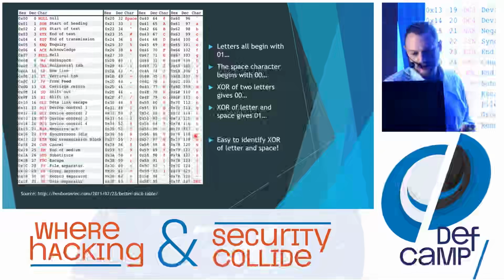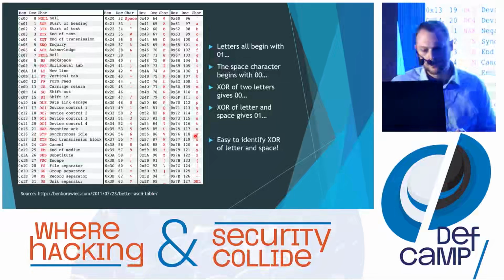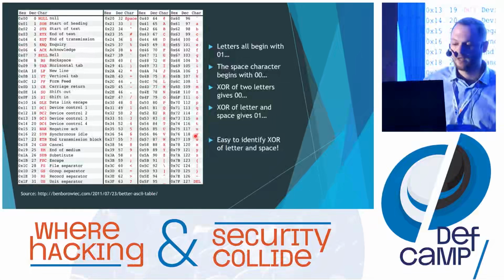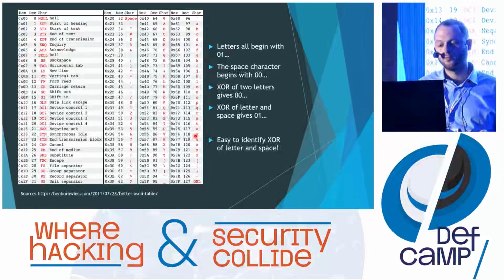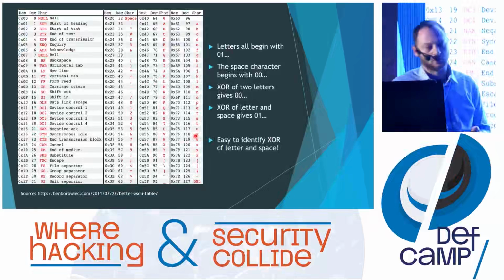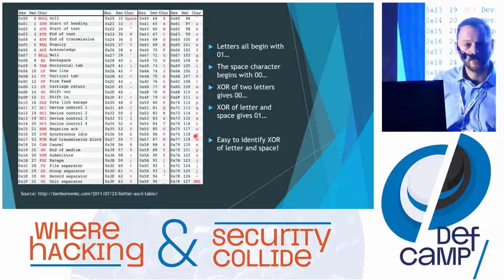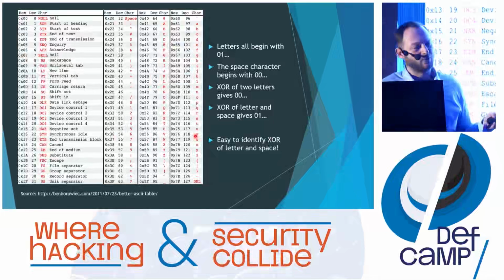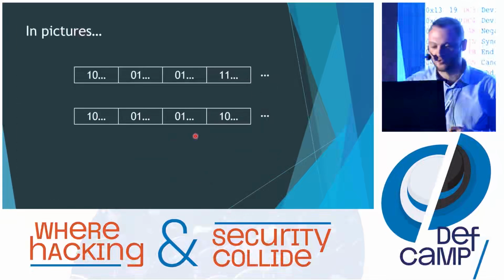Here is the ASCII table, and what is interesting here is that every letter in binary begins with 0, 1. Every space begins with 0, 0. So if we XOR two letters, we get 0, 0, but when we XOR a letter with a space, we get 0, 1. So it's very easy to identify when we XOR a letter with a space.